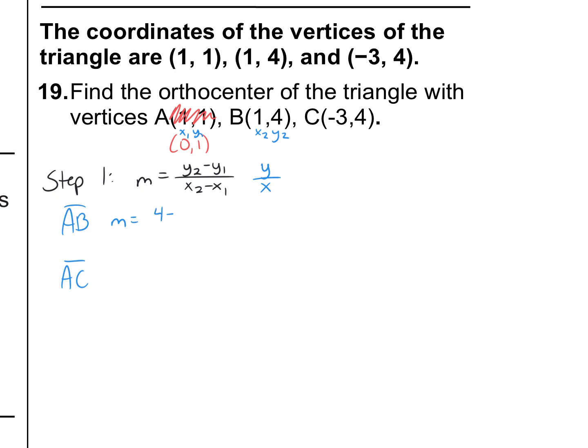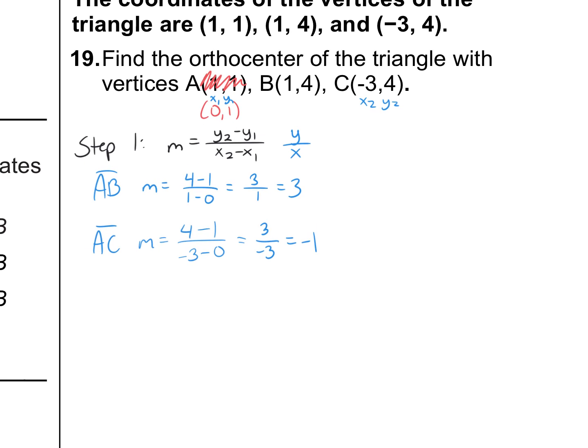4. 4 minus 1 over 1 minus 0. So we get 3 over 1, which is 3. So now we do that same thing for AC. I'm going to switch my x2, y2. So my y2 is 4 minus 1 over negative 3 minus 0. So we get 3 over negative 3, which is negative 1. Am I done with step 1? I am done with step 1.